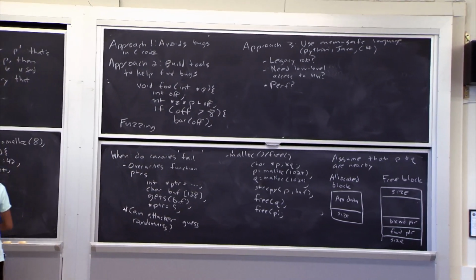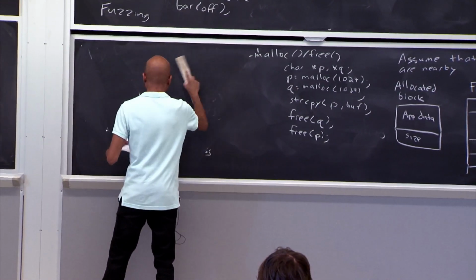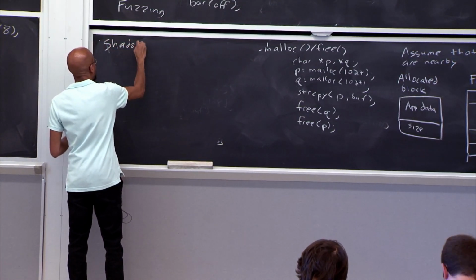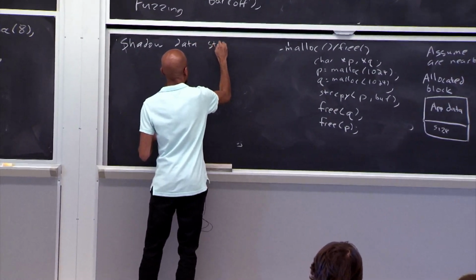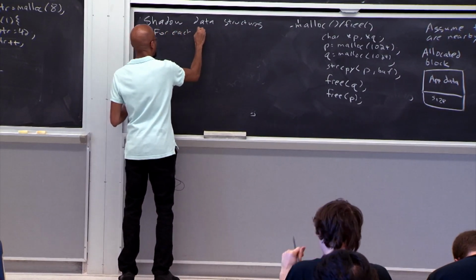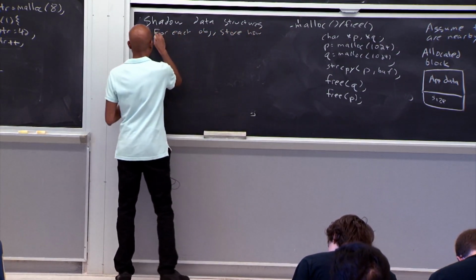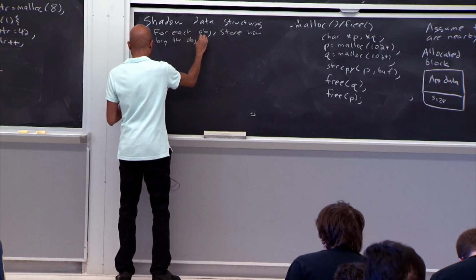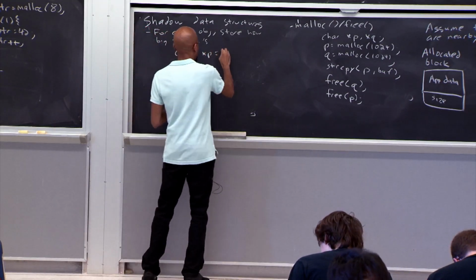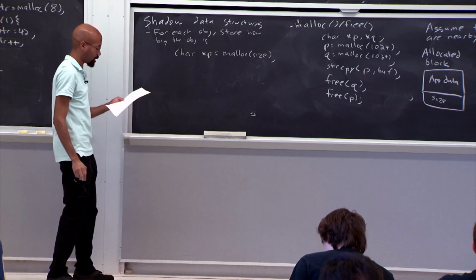So now we can start talking about bounds checking with respect to the shadow data structures that are mentioned in the Baggy Bounds paper. So the basic idea for these shadow data structures is for each object that you allocate, you want to store how big the object is. So for example, if you have some pointer that you call malloc on, you need to store the size of that object there.